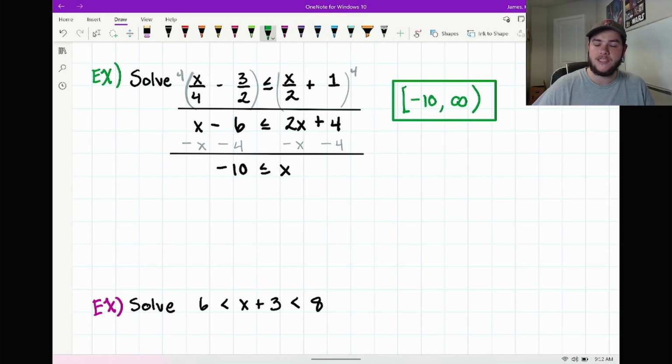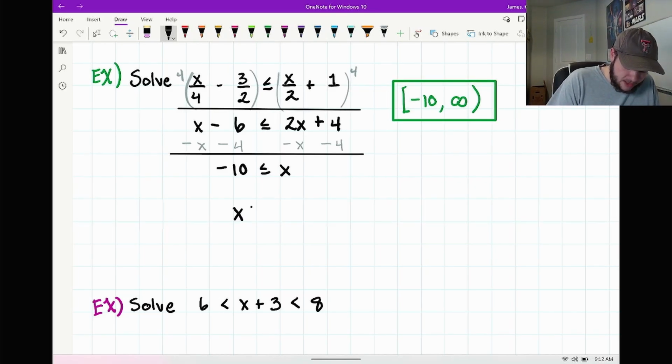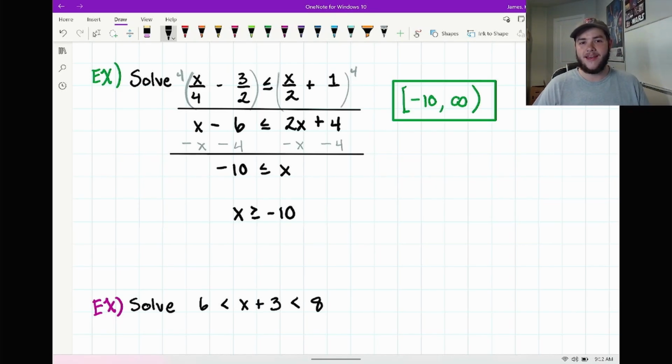I moved the x from the left to the right side, I moved the 4 from the right to the left side, and that left me with negative 10 is less than or equal to x. Or, more intuitively, x is greater than or equal to negative 10. That gives me the solution set in the box.